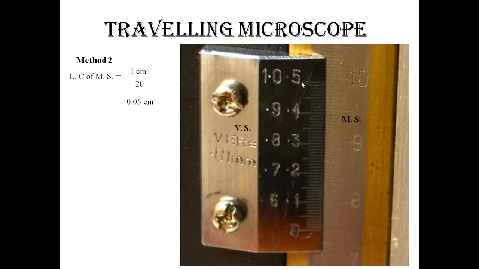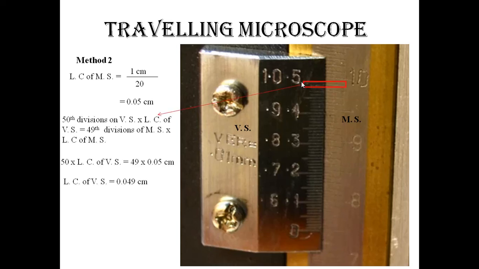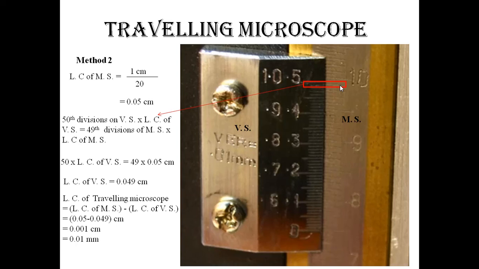In the second method, you know the least count of the main scale is 0.05 centimeter, and you can see here the 50th division on the vernier scale. Here this is 50 divisions multiplied by the least count of the vernier scale, which is equal to 49 divisions of the main scale multiplied by the least count of the main scale. Now the least count of the vernier scale is 0.049 centimeter, and the least count of the traveling microscope is the difference between the least count of the main scale and the vernier scale. You can calculate the least count is 0.01 mm.